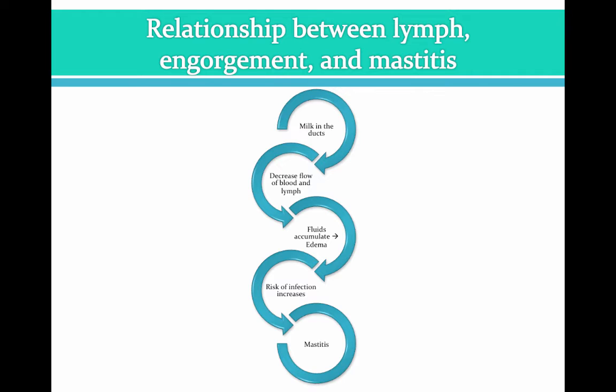milk within the ducts. So if the milk is staying in the ducts, then that is going to decrease blood flow and lymph flow. And this decrease in the flow of blood and lymph is going to cause edema because these fluids accumulate. So you're going to have swelling within the breast. And this edema is going to lead to a risk of infection because you have this stagnant milk and blood and lymph all within the breast. And so that can cause engorgement.